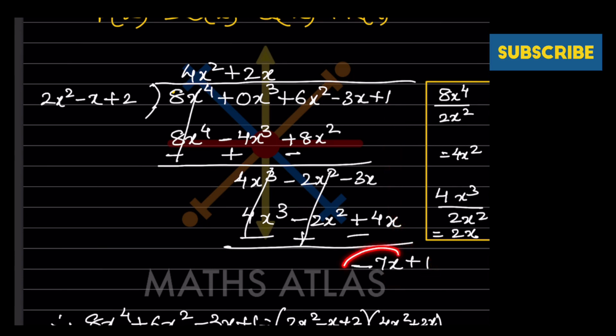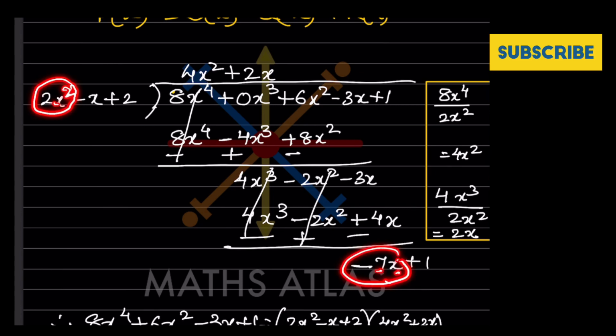So now what you can see here, minus 7x, and here is 2x squared. So here the power is more. So here the power is just x, and that is less. So you cannot divide it. So this is going to be, the whole thing is going to be the remainder.